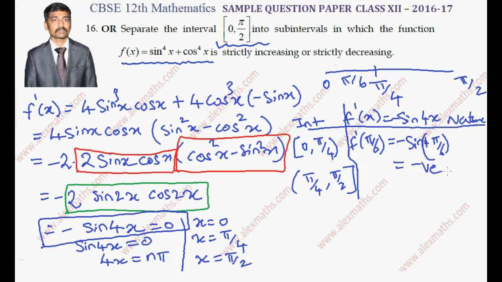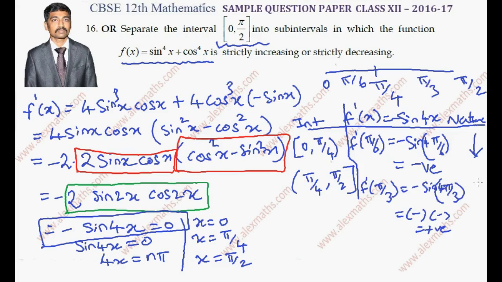So this is strictly decreasing. In the second interval, I can go for pi by 3. If I take f dash of pi by 3, this will be minus sin 4 pi by 3. 4 pi by 3: pi by 3 is 60, 60 into 4 is 240, which is in the third quadrant, and already there is a minus sign and the third quadrant sign is negative, so totally we get positive. It means in the second interval the function is strictly increasing.